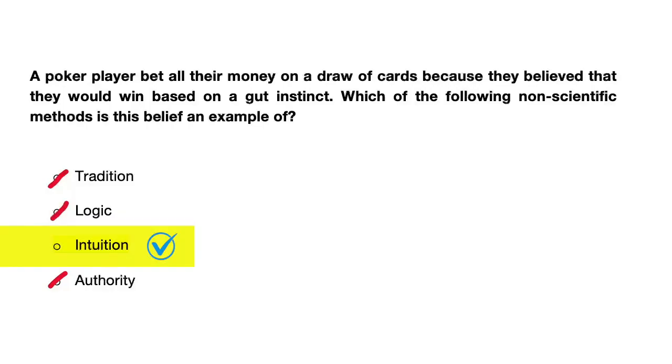The correct option in this scenario would be intuition. Intuition is a non-scientific method in which knowledge is gained without conscious reasoning and through gut feelings. The poker player uses their intuitive knowledge and bet all their money on a draw of cards, even though they don't have any explanation or scientific analysis for their decision.